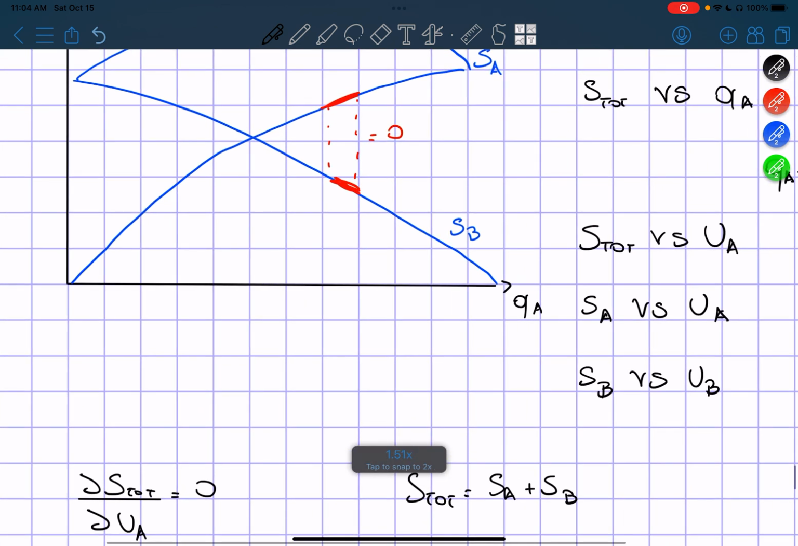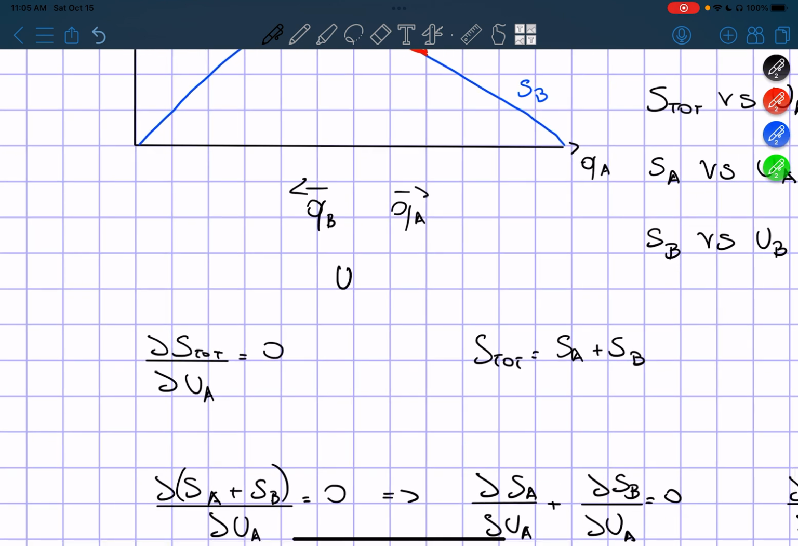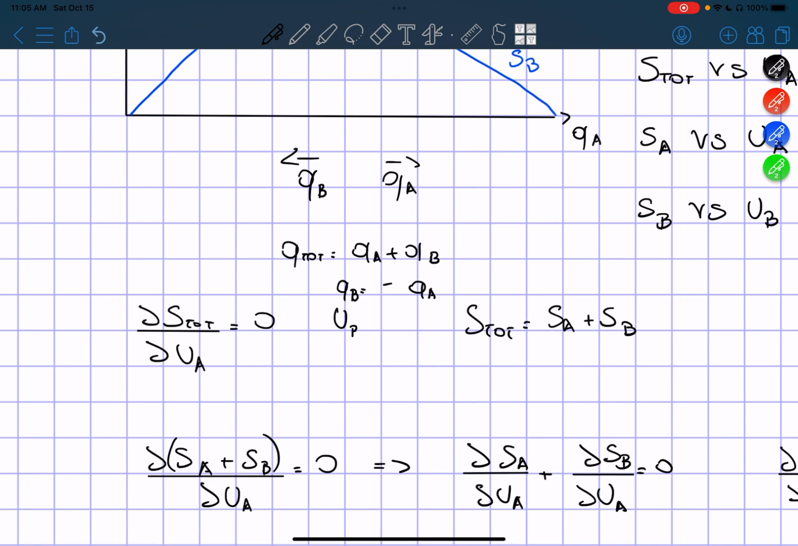However, let's go back. We know that Q of A increases in the right direction. However, Q of B increases in the negative direction, the left direction. So, you know what? Let's see. We're going to have a Q total, which is equal to QA plus QB, and so QB is going to be equal to Q total minus QA. Okay. Now let's ignore this Q total. Let's still keep the minus because we're talking about a graph, so there's not going to be a constant anywhere. Therefore, our UB is going to be equal to negative U of A, or negative UB is equal to UA.